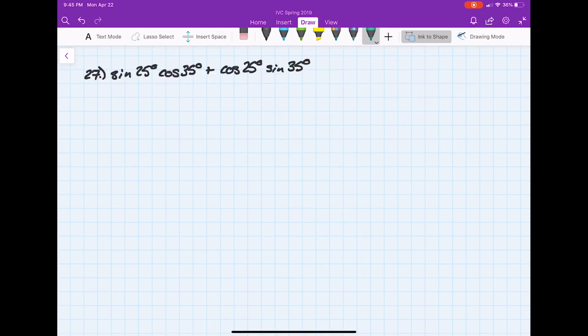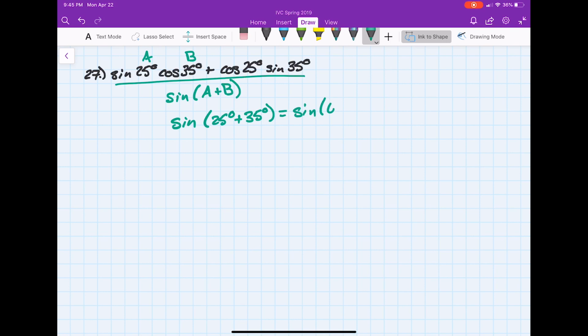So this next one is basically the reverse of that. We see this as a sum formula, and it is a sine sum formula, which would be sine A plus B. Our A portion of this is the 25 degrees, or the sine of A, and our B portion is 35 degrees, or the cosine of 35. So we can just rewrite this as sine of 25 degrees plus 35 degrees, which turns out to be sine of 60 degrees. And what is sine 60 degrees? Well, that would be square root of 3 over 2. So quick and dirty, easy.